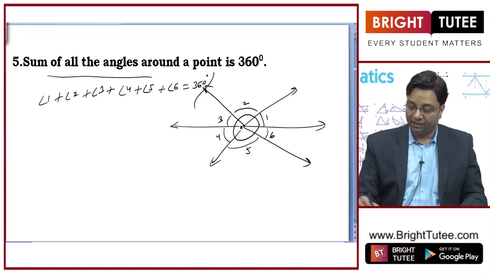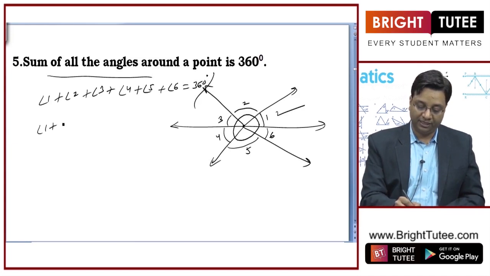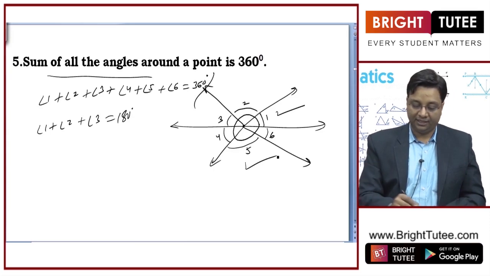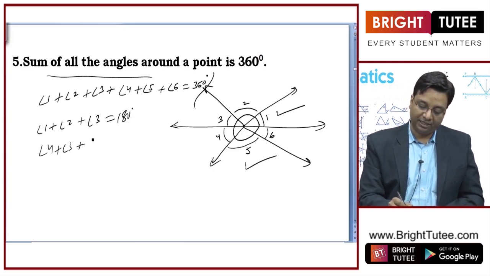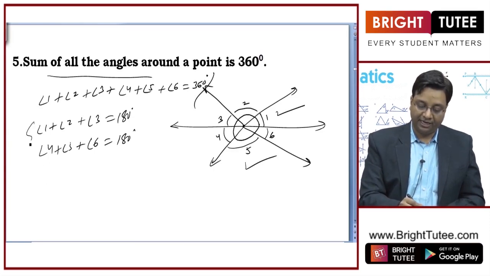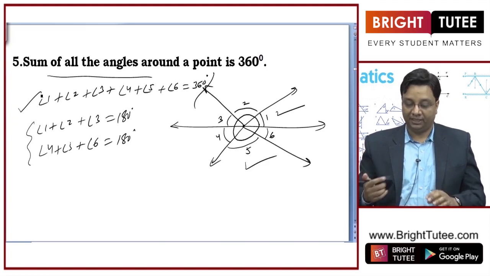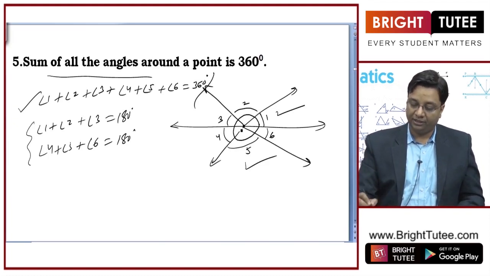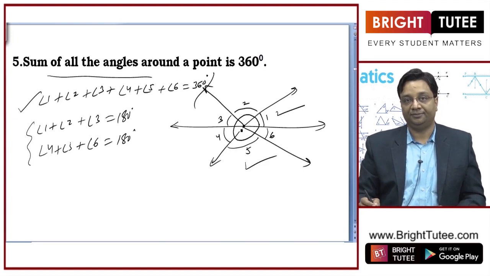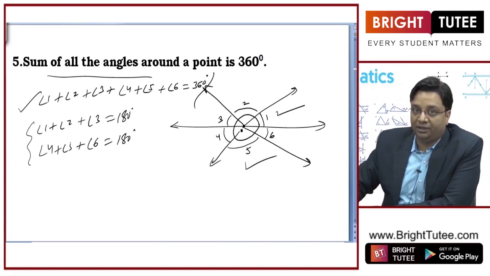We just proved that angles on the same side of a line are supplementary. That means their sum is 180 degrees. So angle 1 plus angle 2 plus angle 3 is 180 degrees. Similarly, we can say angle 4 plus angle 5 plus angle 6 is 180 degrees, right? And now if you add these, you will get the desired result. So this is how we can say that angles around a point, the sum is 360 degrees. Let's do these questions so we will understand this chapter clearly.